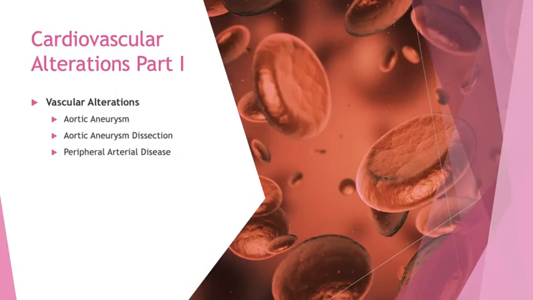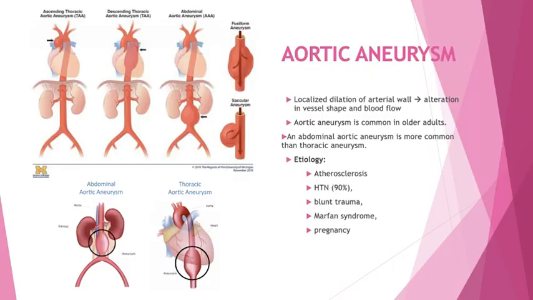We are going to talk about cardiovascular alterations part 1, vascular problems. So in this section, we're going to cover aortic aneurysm, dissections, and peripheral arterial disease. As with anything else, there are chronic disease processes that can be managed as an outpatient versus the acute manifestations of these issues that require admission to the ICU area.